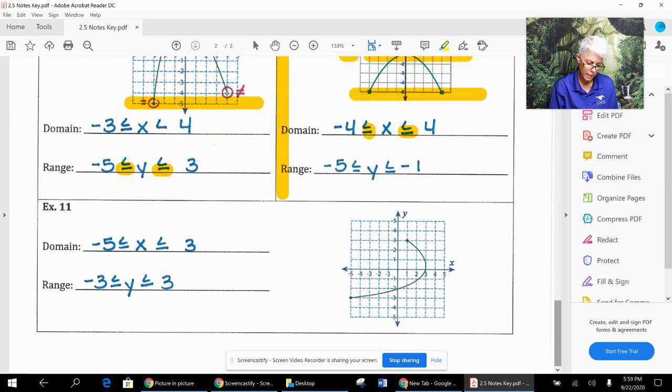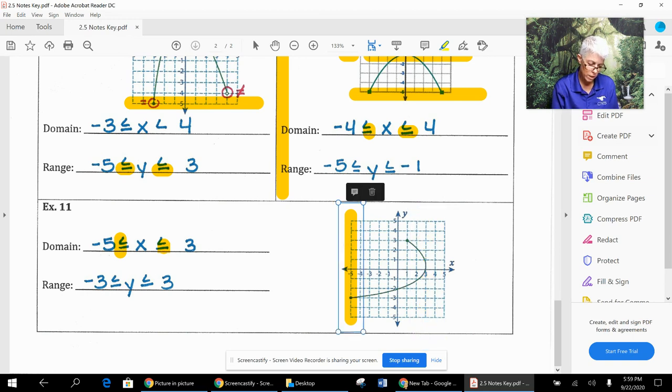And then last but not least, domain, again, it's the x's. There's 1, there's 2. And so it starts with the -5 and it includes the -5. It goes all the way over to the 3 and it includes the 3. So that's why I use this symbol and this symbol.